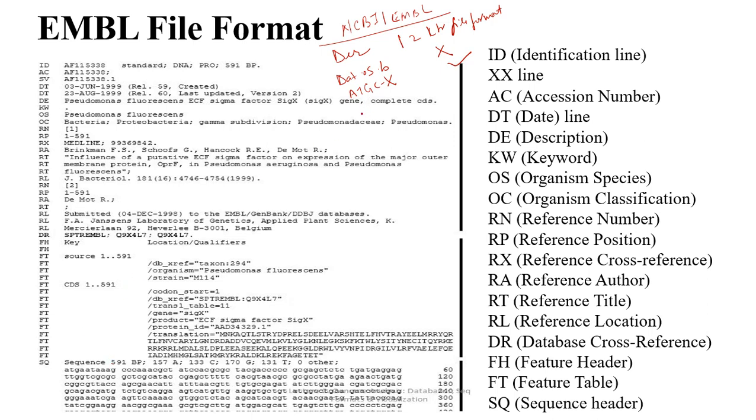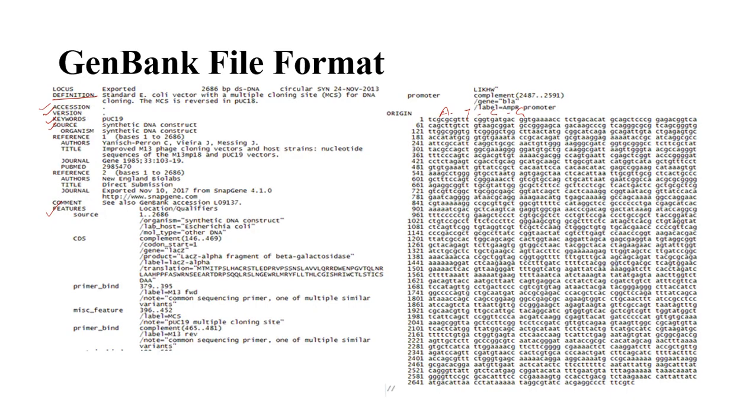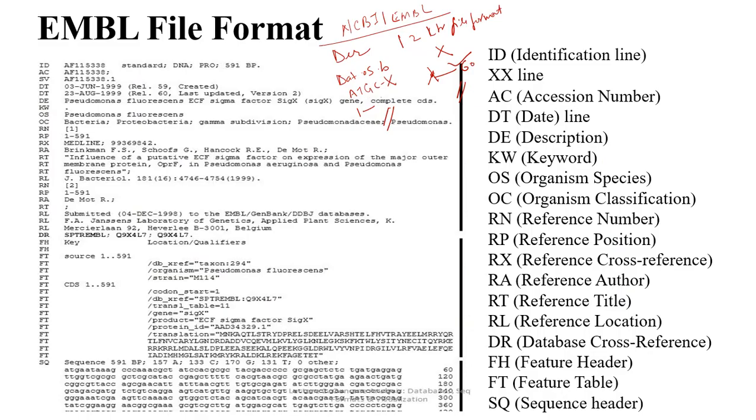Okay, another thing is the start: the sequence starts from 1 to 1. Here the sequence is written as 0, meaning nothing is mentioned here. It starts in this way. Okay, in both, termination is defined with backslashes. So this is the basic difference between EMBL and GenBank file format. Hope you understand this. If you have any doubt, just post your query in the comment section.